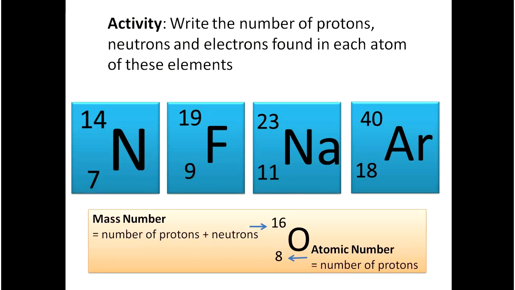Now let's check your understanding of the subatomic particles. Activity: write the number of protons, neutrons and electrons found in each atom of these elements. I have nitrogen, fluorine, sodium and argon. A quick recap: mass number is the number of protons and neutrons. Atomic number is the number of protons, which is equal to the number of electrons.